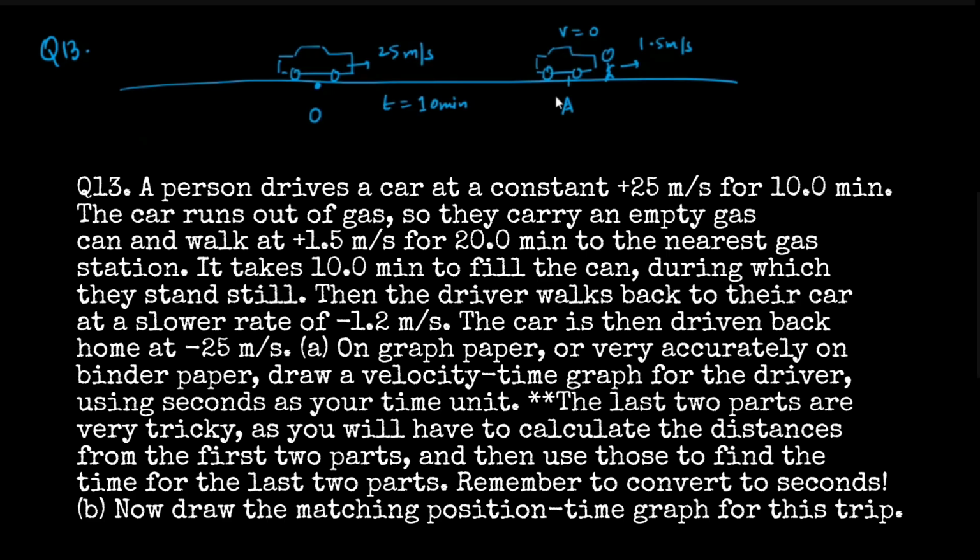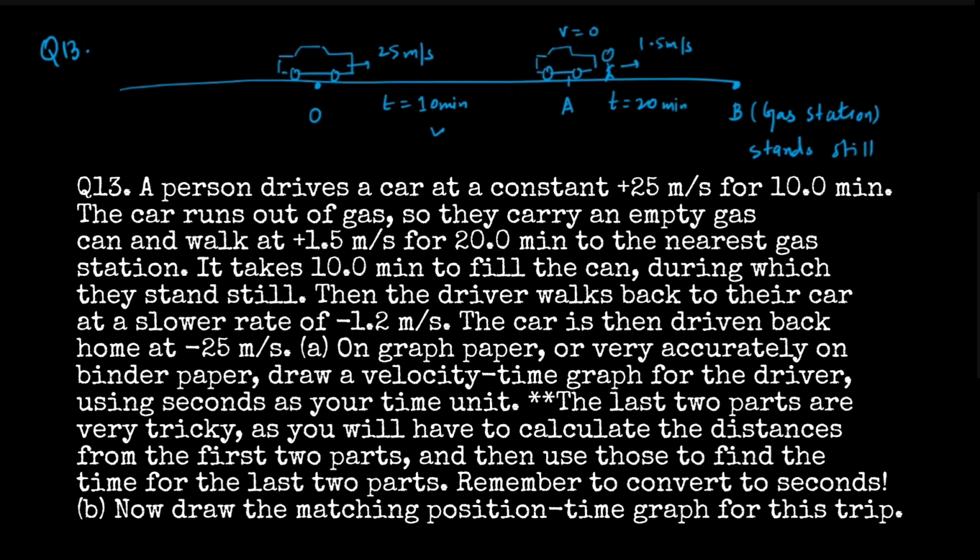It takes 10 minutes to fill the can, during which they stand still. So let me assume that at point B there's a gas station, and at this gas station the person stands for 10 minutes, the time it takes to fill the gas. So let us understand how much time it took. From O to A, it took 10 minutes. From A to B, it took 20 minutes. Then it stands still at this point. So the waiting time is supposed to be 10 minutes again.